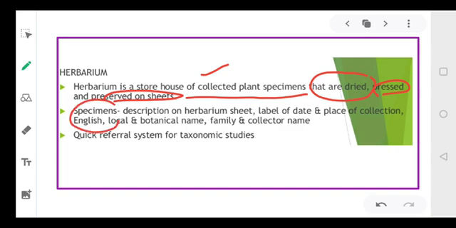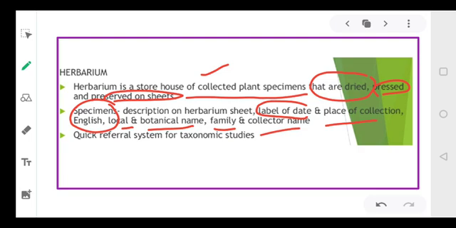And on this specimen, a description is written, like labels are placed: the date on which this was collected, the place of collection, right? What is its local name, what is its scientific name, to which family it belongs, and who collected it. So you will find the following information on that particular sample, right? The date, the place of collection, then the common name, the scientific name, the family to which it belongs, and who collected it or who has deposited it in the herbarium.